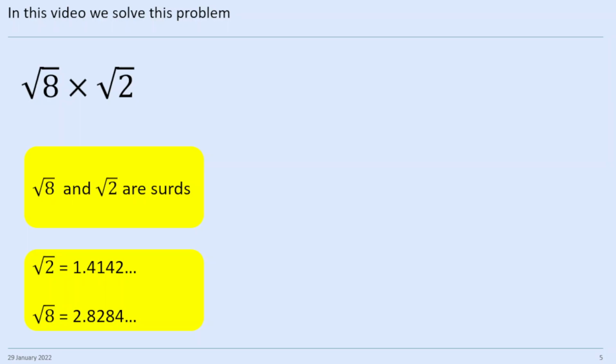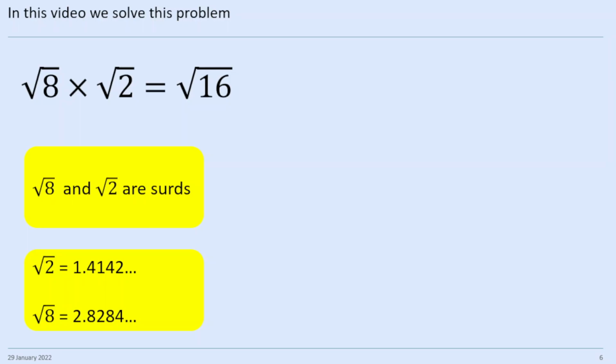For instance, the square root of 8 times by the square root of 2 equals the square root of 16. So this is an example of this rule that the square root of something times by the square root of something else equals the square root of the two numbers times together. So square root 8 times square root 2 equals square root 16.